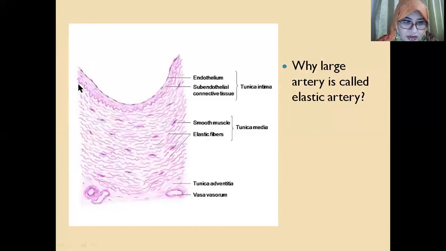In this figure, we can see this is tunica intima, which contains endothelium layer and subendothelium layer and internal elastic lamina. This is tunica media layer, which contains smooth muscle cells and elastic fibers. And this is tunica adventitia, where we can see the vasa vasorum.